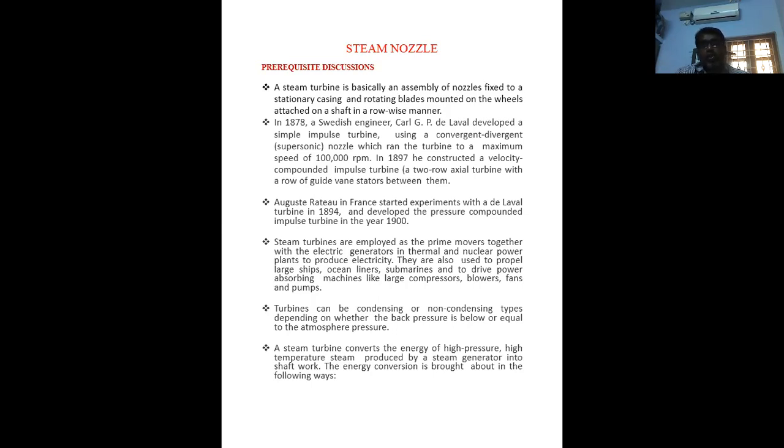They are also used to propel large ships, ocean liners, submarines, and to drive power absorbing machines like large compressors, blowers, fans, and pumps. Turbines can be condensing or non-condensing type depending on whether the back pressure is below or equal to the atmospheric pressure. A steam turbine converts the energy of high pressure, high temperature steam produced by a steam generator into shaft work. The energy conversion is brought about in the following ways.